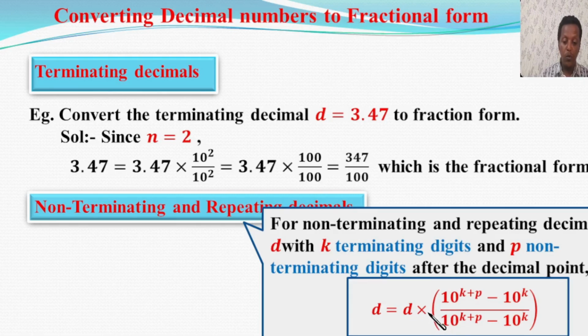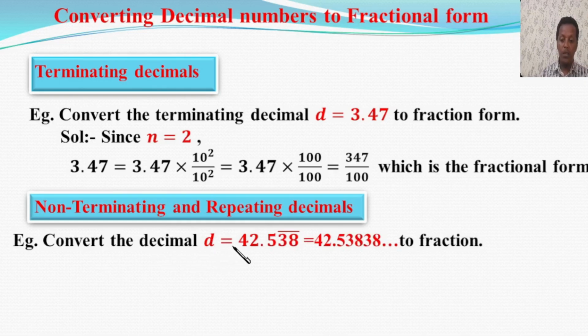But based on this formula, we can change the form, not the value. Decimal form into what? Fractional form. So first, we need to determine the value of k and the value of what? P. K stands for the number of terminating digits after the decimal point, and P stands for the number of non-terminating digits, or the number of repeating digits after the decimal point. So once you determine the value of k and p from the given decimal d, you can simply use the given formula. Now let's see it based on example.